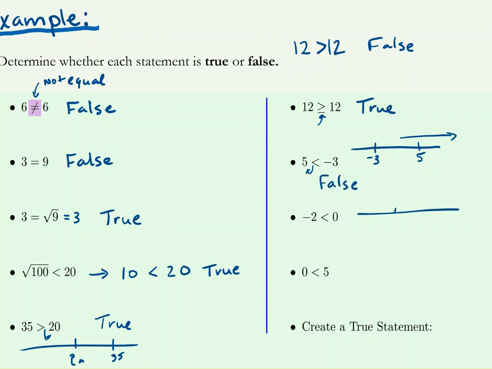Let's make a number line for our next one, -2, and then 0, and then positive numbers. Is -2 smaller than 0? Definitely it is, because it's to the left of 0. That's true. Is 0 less than 5? Also true.